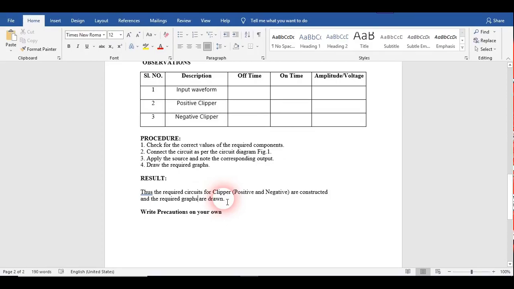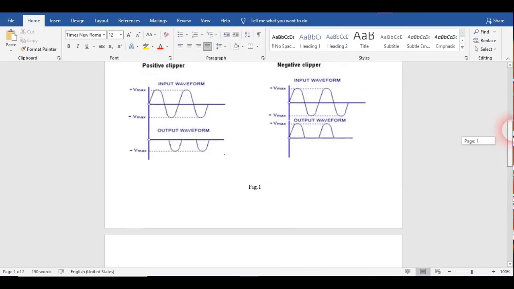The circuits were constructed and the graphs were drawn on the oscilloscope. Precautions you have to write on your own. If you are getting any conclusion, you would write that there also.